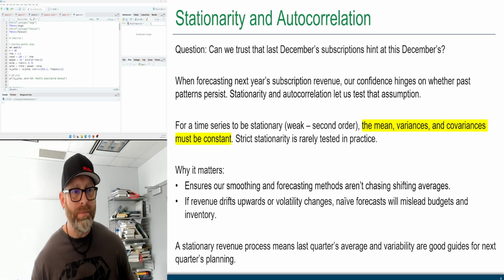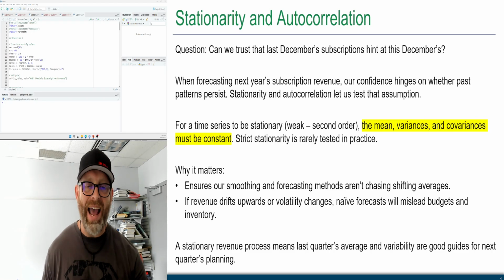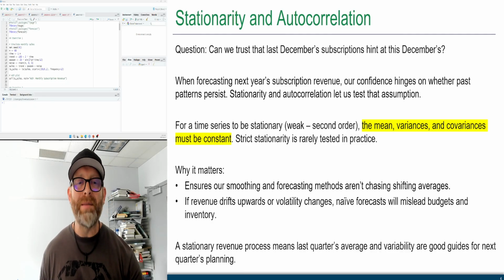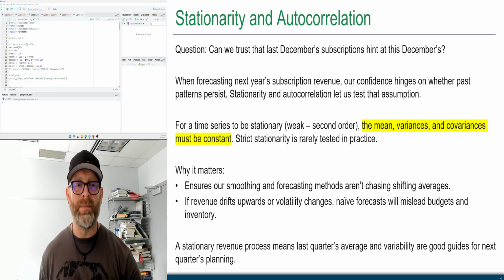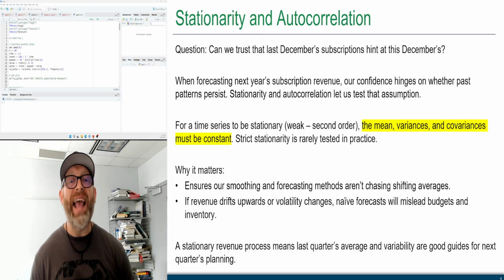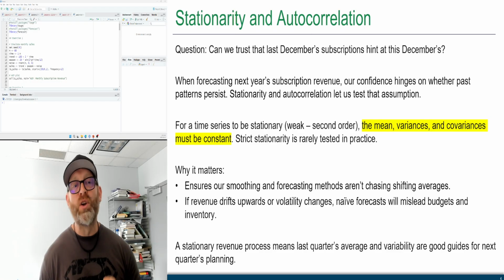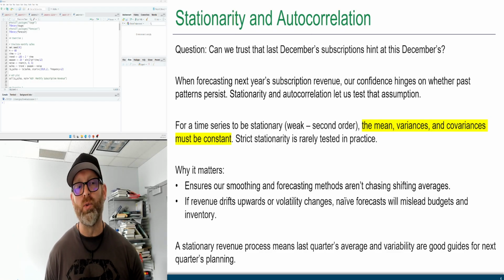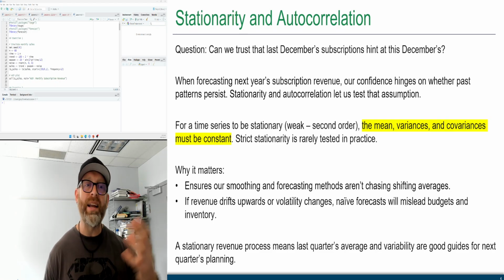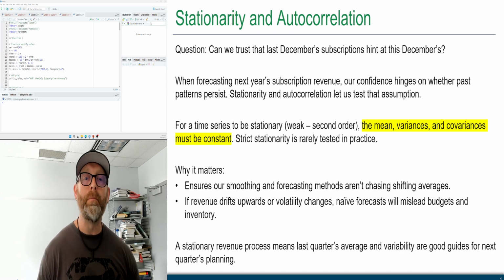So why does this matter? Two things we can get from this. It ensures that our smoothing and forecasting methods aren't chasing shifting averages. What do I mean by this? Let's say revenue has an upward trend, so it's increasing. A 12-month moving average, which we'll explain when we get to that point, is going to lag behind true growth. If something is growing quickly, the moving average is not going to capture that in an appropriate amount of time.